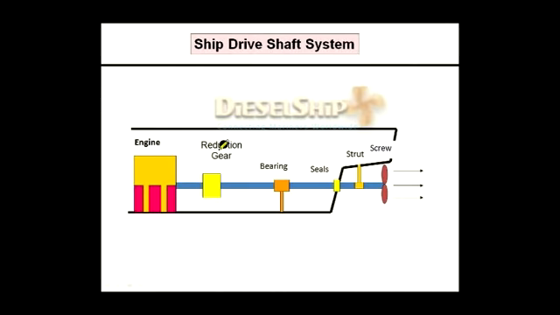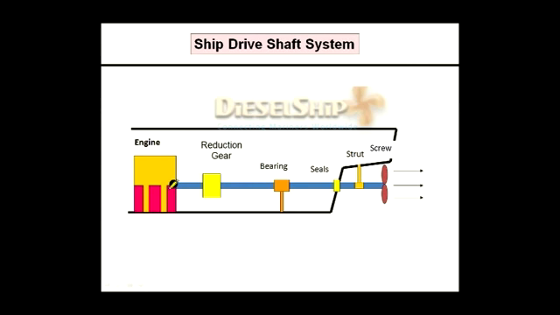This is the pictorial representation of the entire shafting system of a ship. As I said earlier, here is the propeller connected to the propeller shaft, entering the ship through the stern tube seals, and it is connected to the intermediate shaft. The intermediate shaft is mounted on the intermediate shaft bearing, and through the reduction gear it is connected to the flywheel of the main engine and to the crankshaft.